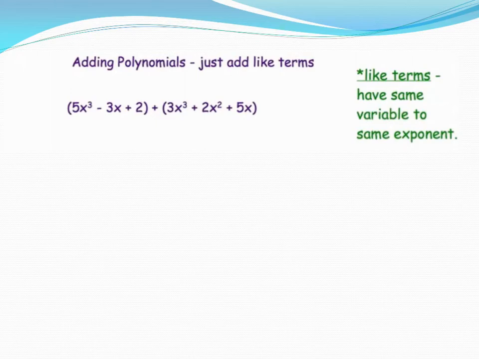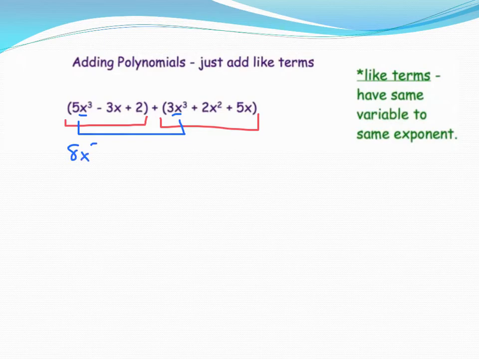So let's look at the first example here. 5x to the third minus 3x plus 2. Add to that 3x to the third plus 2x squared plus 5x. What I'm going to do is look at like terms. This is one polynomial, a trinomial, added to it another trinomial. So I'm going to combine the like terms. Where do we have like terms? Well, I see x to the third, x to the third. So I'm going to combine these two together. How do I combine them? I'm just going to add the numbers together. What's 5 plus 3?